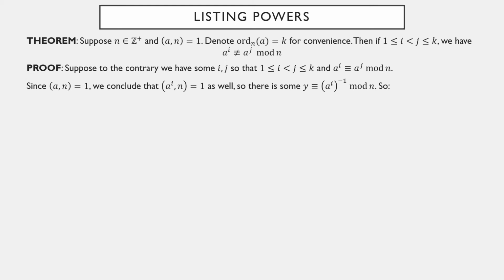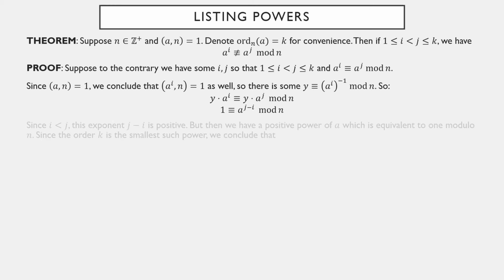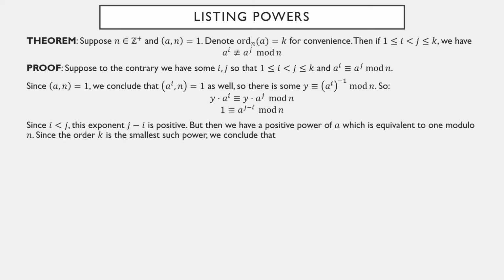If I multiply both sides by y, well, what's y times a to the i? Since y was the inverse of a to the i, it's just going to be 1. But that's just a to the negative i. Therefore, on the right, I can call this a to the j minus i. So i, remember, was less than j. I assumed i was the smaller of the two. So this exponent is positive.